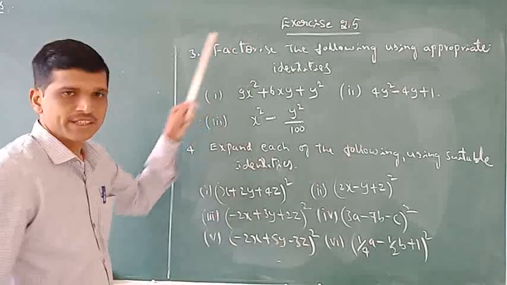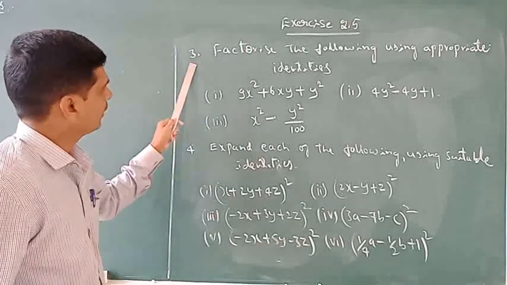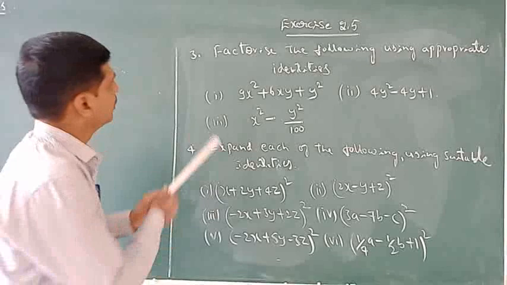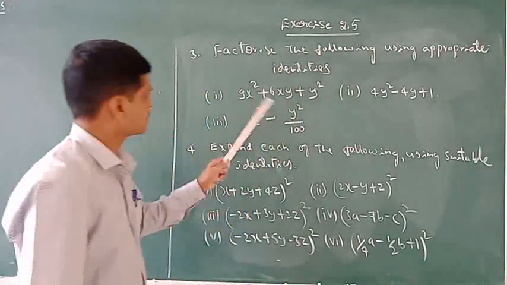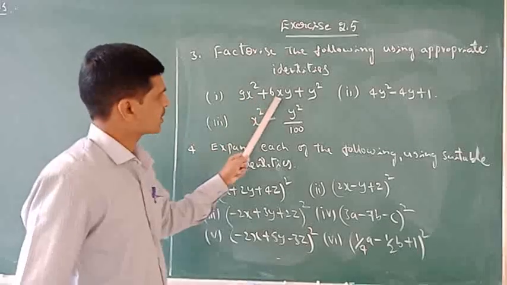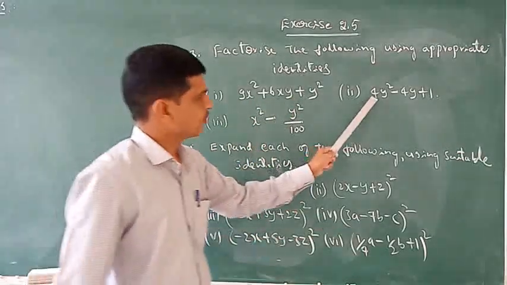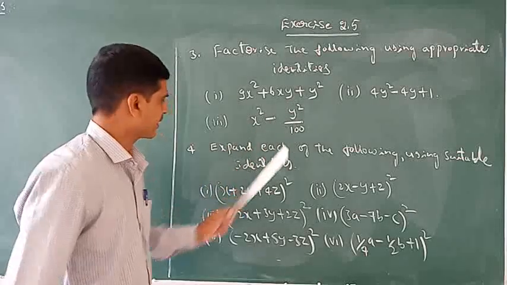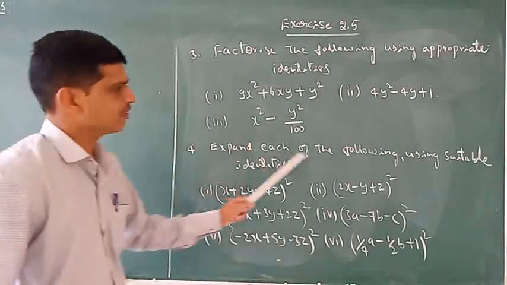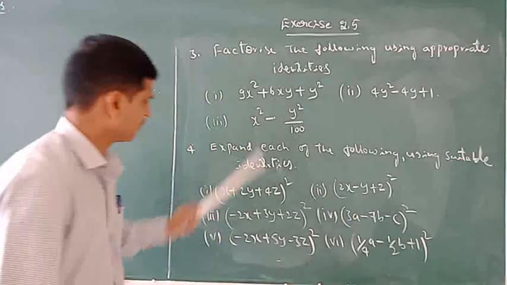Now, in exercise 2.5, I will continue with the third and fourth questions. The third question: factorize the following using appropriate identities. Here it is 9x square plus 6xy plus y square. The second one, 4y square minus 4y plus 1. And the third one, x square minus y square divided by 100. The fourth question: expand each of the following by using a suitable identity.